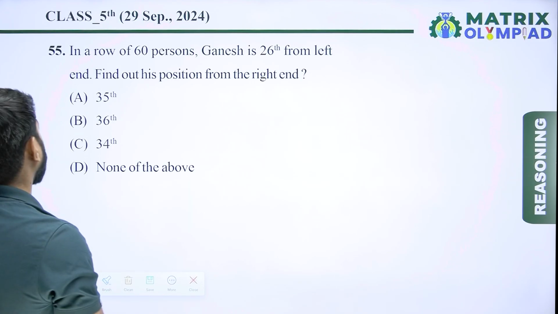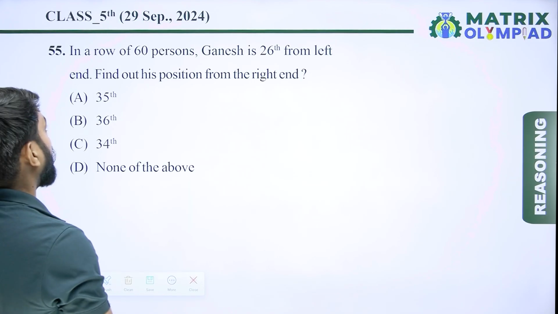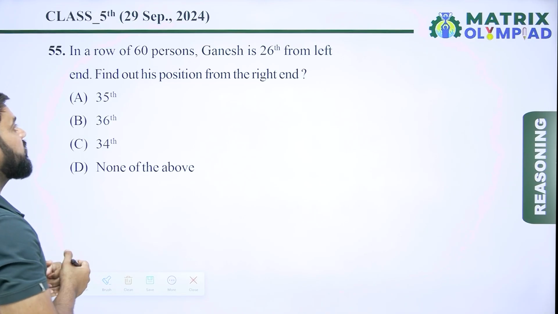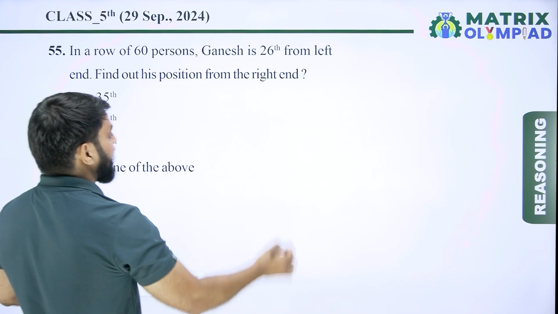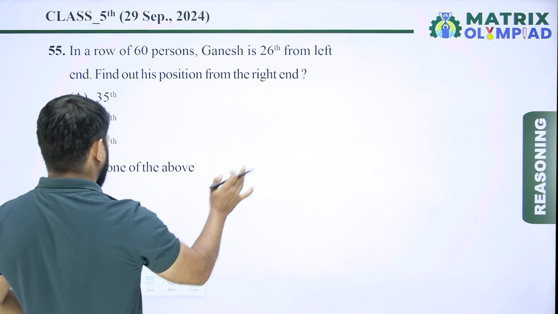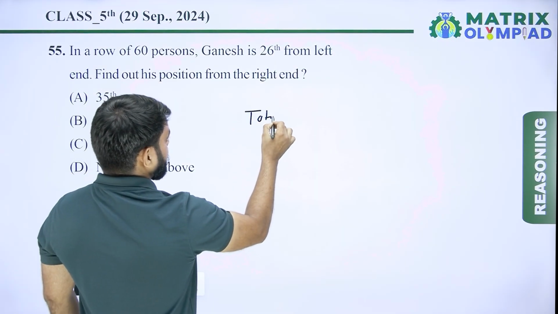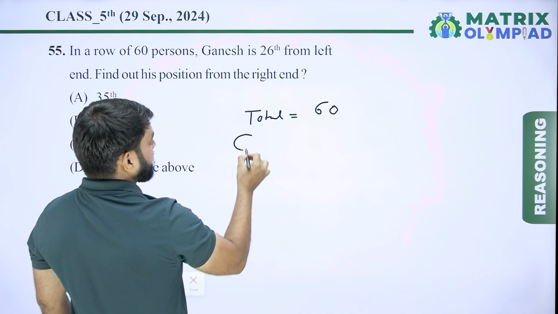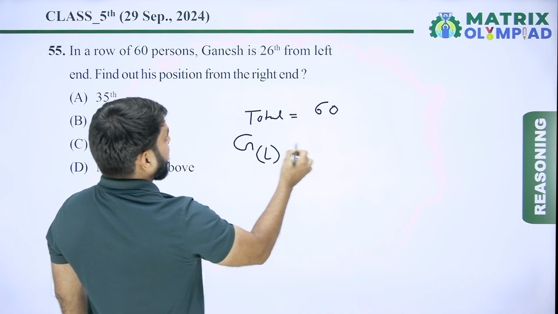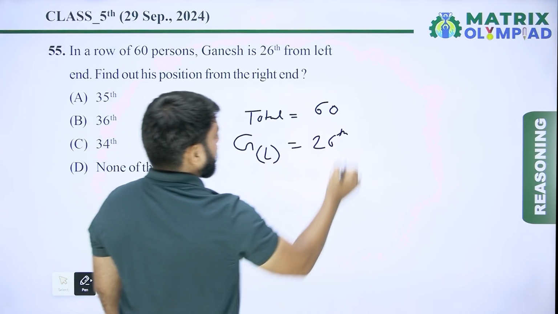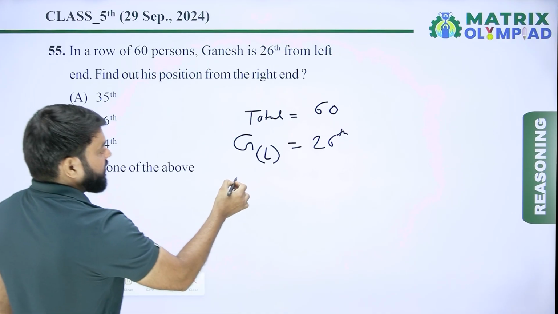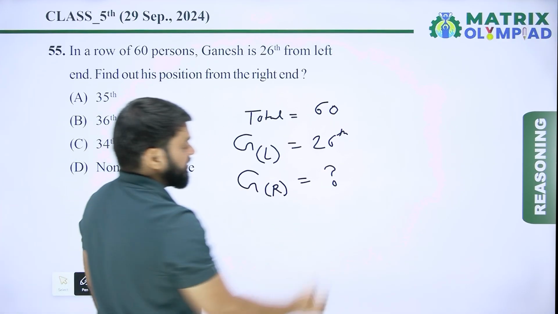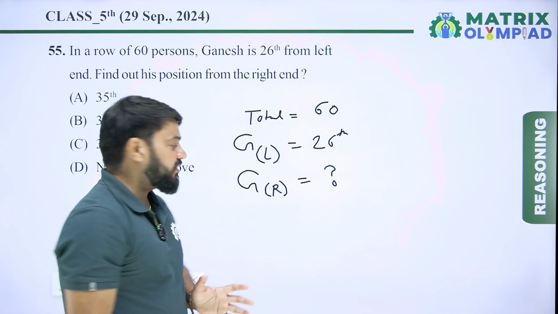So now question number 55. In a row of 60 persons, Ganesh is in 26th place from the left hand. Find out his position from the right hand. So given is the total number of persons, which is 60, and the position of Ganesh from the left hand is 26th. Now find out the position of Ganesh from the right hand.